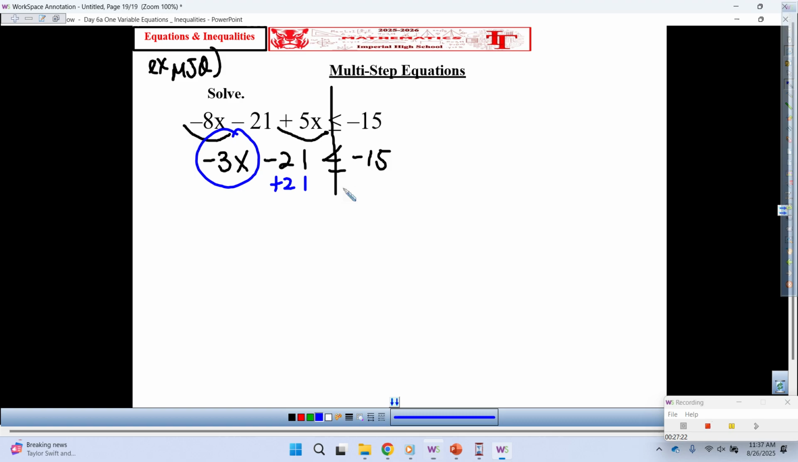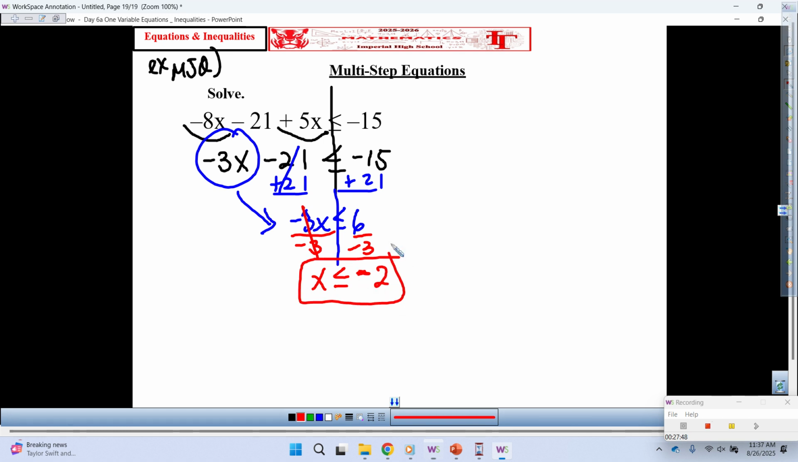Using inverse operations, we do plus 21 plus 21. Bring down the negative 3x. Bring down the inequality symbol. And 21 minus 15, that's 6. Last but not least, divide by negative 3. X is less than or equal to negative 2. All right. For this one, I am going to ask you guys to graph and then write a solution set. Look up, please. On the side, draw a number line.